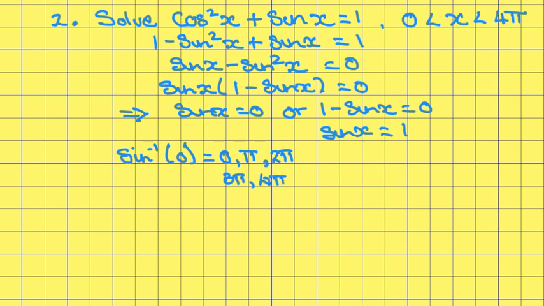And the second one, sin to the minus 1 of 1, well, that's equal to pi over 2. There's only one solution in the first complete rotation, so then in the second rotation I get an extra 2 pi, so it's also 5 pi over 2. So in this range of values for x between 0 and 4 pi, I get 0, pi, 2 pi, 3 pi, 4 pi, pi over 2, and 5 pi over 2.